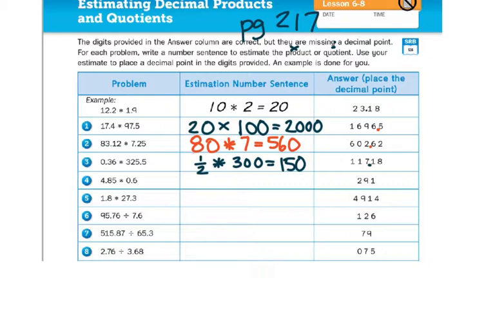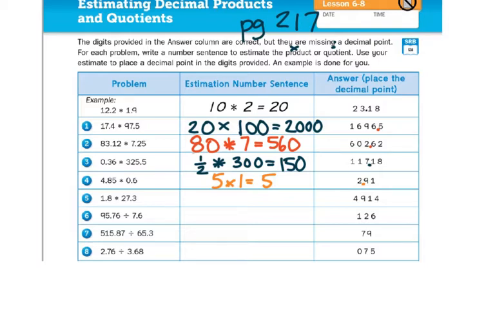4 and 85/100 is closest to 5. 6/10 is closest to 1. 5 times 1 is 5. Where do I put my decimal point so my answer is closest to 5? Between the 2 and the 9, 2 and 91/100.